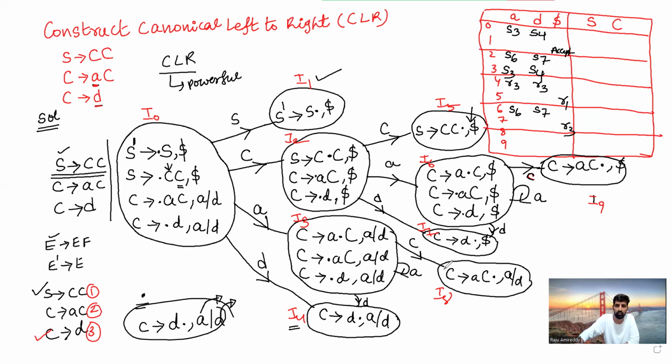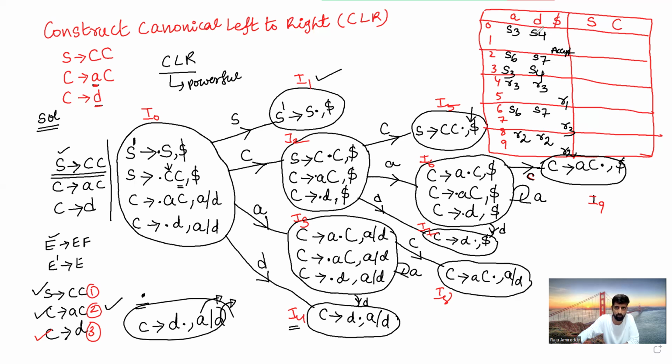Next one, I8, C tends to AC. In place of A and D, we will write R2. Now finally, C tends to AC production is R2, the second production. In place of dollar, for the ninth one, we will write R2 here. So these are called the small values, A and D.